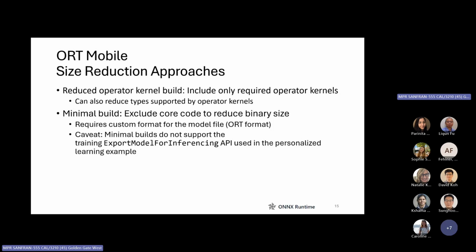And we can also create a minimal build in which certain ORT core code is excluded, which reduces binary size. One consequence of this is that the ONNX file loading is no longer supported, to remove some of the dependencies. So there's a custom ORT format model that is required in a minimal build. One thing to note is that minimal builds don't support this training export for inferencing API that we saw used in the personalized learning example.